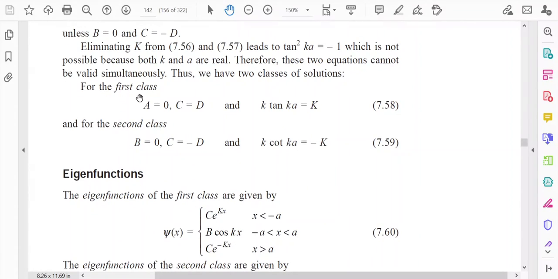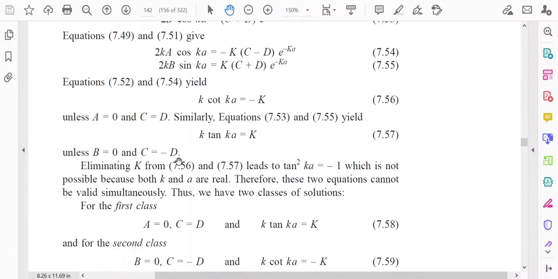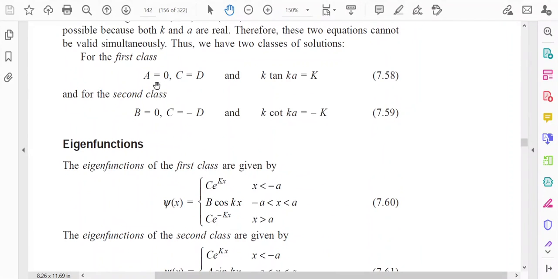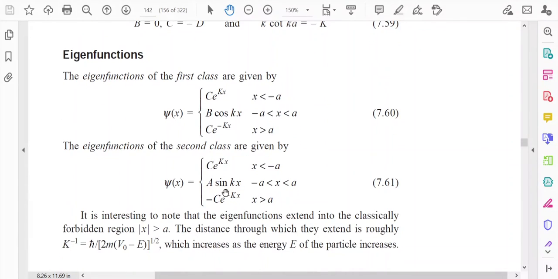Now for the first class, the eigenfunction we can write, if we apply this condition, that is A is equal to 0 and C is equal to D, then psi x can be this, because we have already obtained the values of psi x in different zones. If A is equal to 0 and C is equal to D, then psi x will be like this for three different zones. Similarly, for the eigenfunction of the second class, if B is equal to 0 and C is equal to minus D, then for three different zones the eigenfunction will be like this.